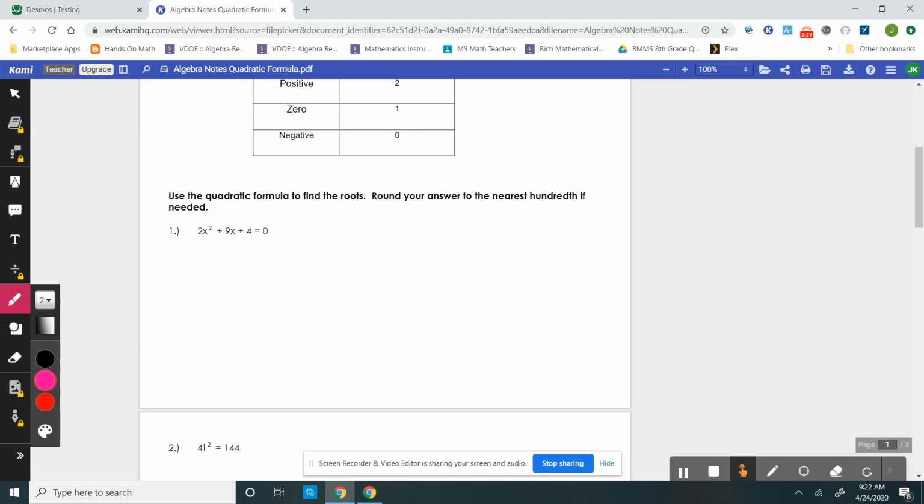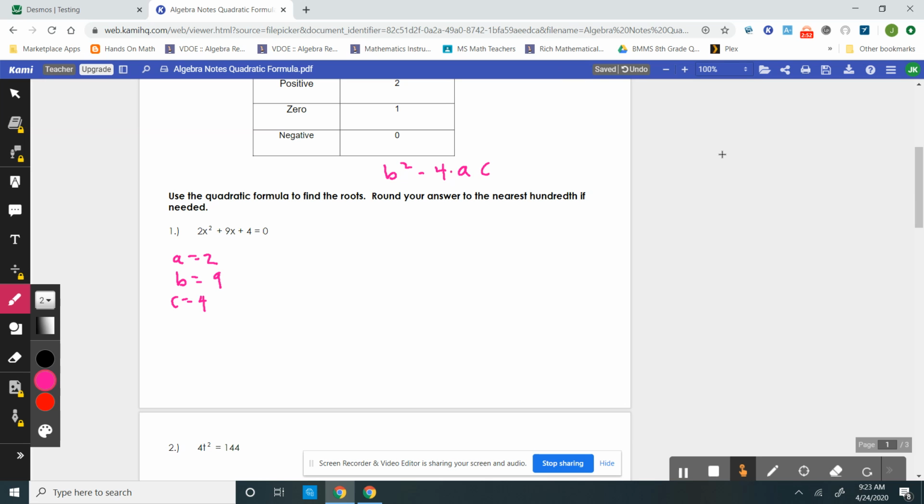Remember, the a is the coefficient of the x squared term. Here your a will be 2. Then your b will be 9 because it's the coefficient of your x term. And then your c will be 4. Then you'll do the b squared minus 4ac first to make sure you have roots, because if not, you wouldn't have to do the rest here. So you can sub these in.